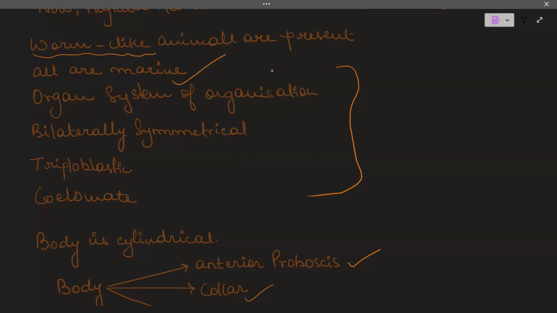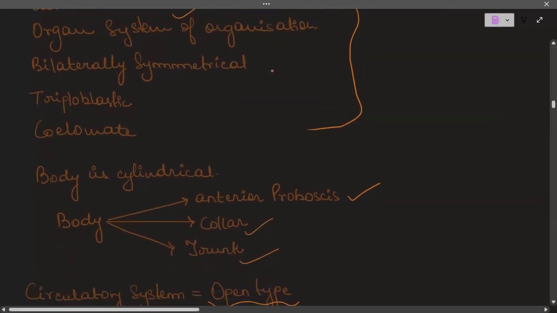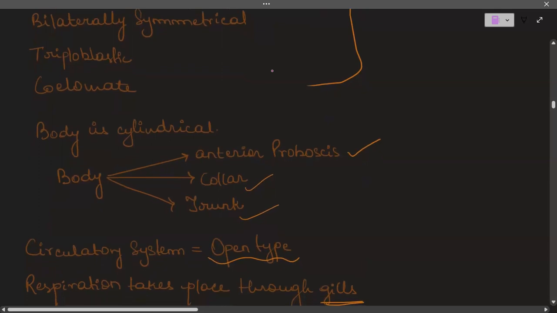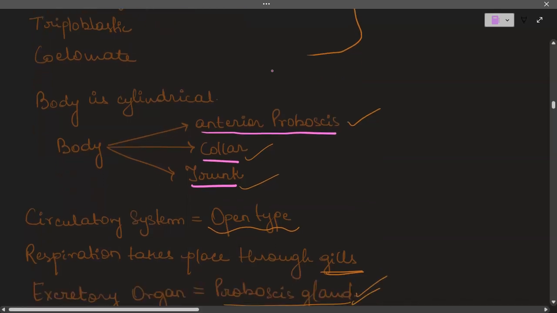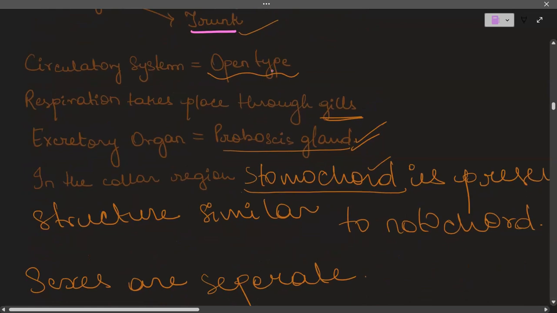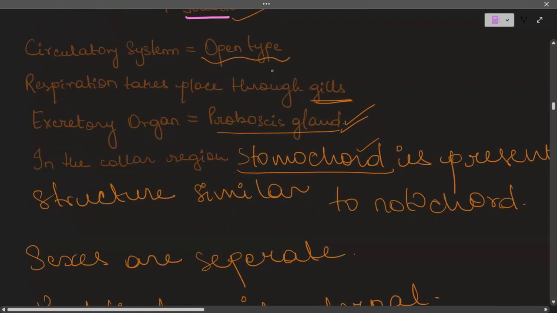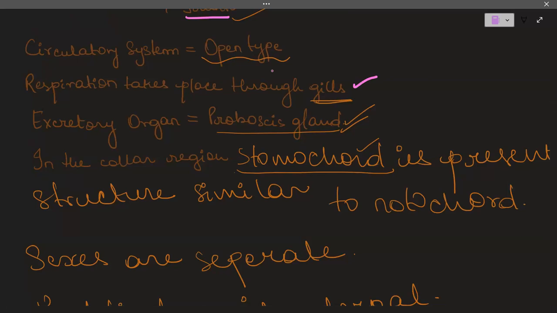Yes, ma'am. Now, yes, they are coelomate also. Now, the body is cylindrical. They are worm-like. And their body is divisible into anterior proboscis, collar, and trunk. These are the three parts of their body. Their circulatory system is open type of circulatory system. Respiration happens with the help of gills, and the excretory organ is the proboscis gland.